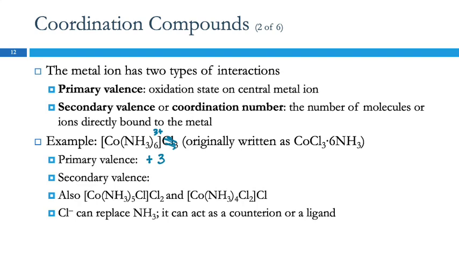The secondary valence is the number of molecules or ions bound directly to the metal. So what would that be here? 6. There's 6 ammonia molecules bound to the metal.